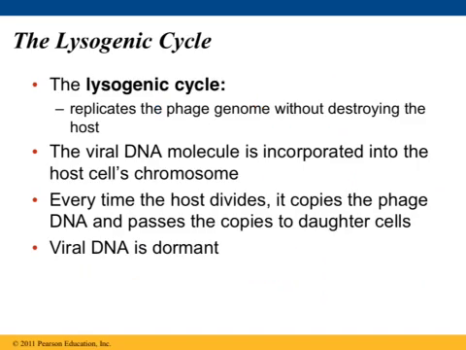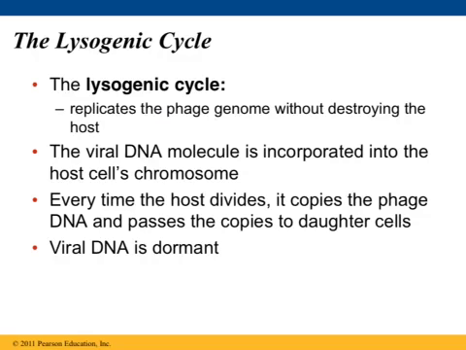So that's cycle 1. Cycle 2 is called the lysogenic cycle. The lysogenic cycle replicates the phage genome, but it doesn't destroy the host. At this point in time, we're not actively making viral DNA or viral proteins. The viral DNA molecule is actually incorporated or hidden within the cell's own chromosome. It's almost like the viral DNA becomes dormant for a bit.